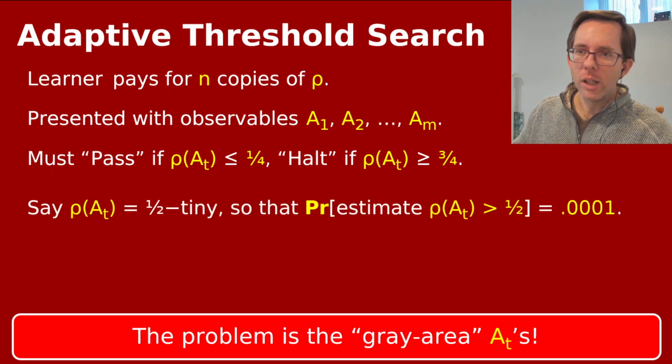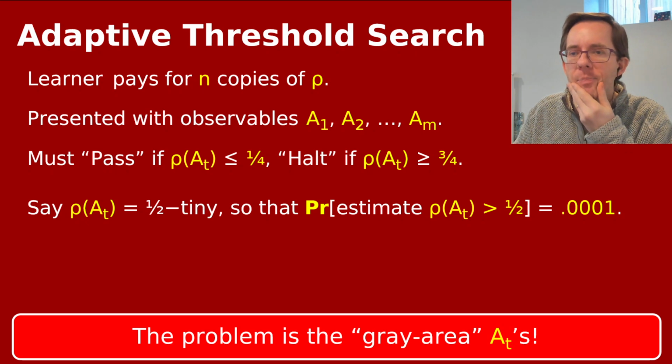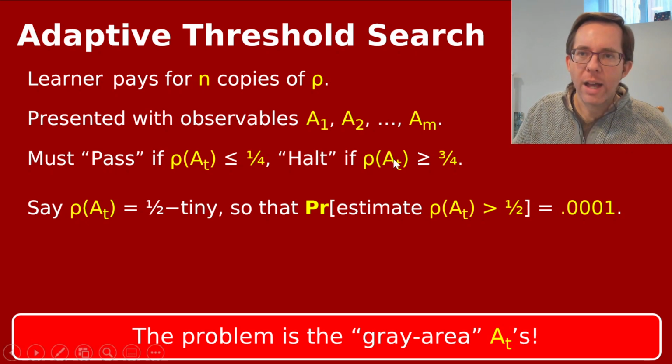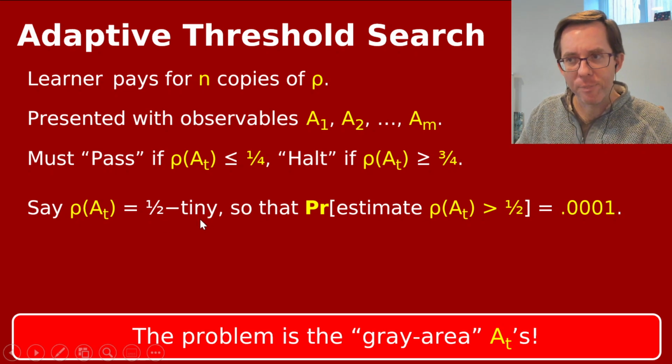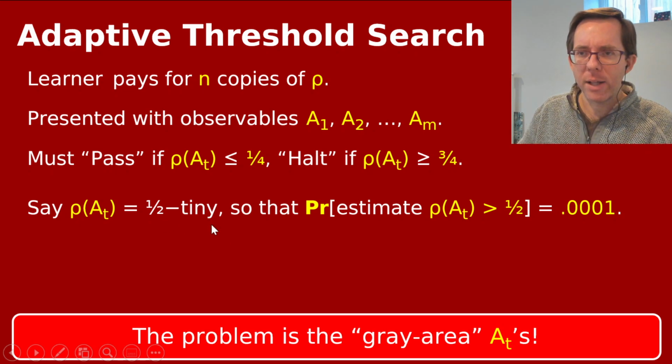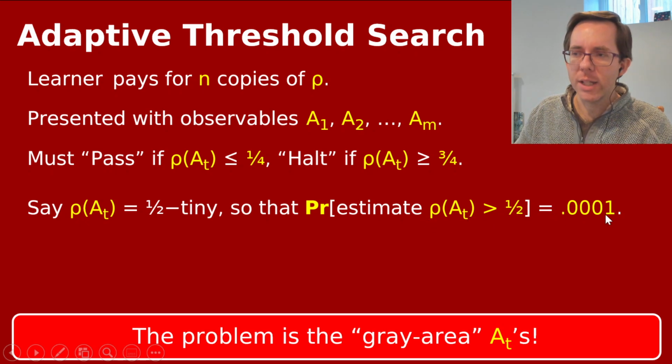So let's say you're going along, maybe you've passed on a bunch of observables and they're all must-passes. You don't know that, but let's say they were, so that you haven't disturbed the state very much. And then the adversary gives you an AT whose true expectation value is a teeny bit less than a half. Maybe this tiny amount is cooked up so that the probability that you would wrongly estimate the expectation value as bigger than a half is very small, but not ridiculously small. So let's say 1 over 10,000.